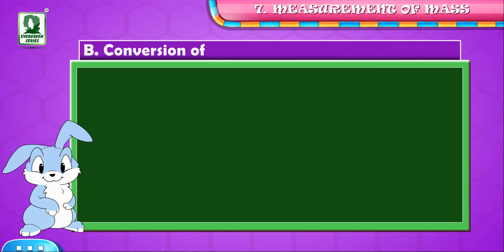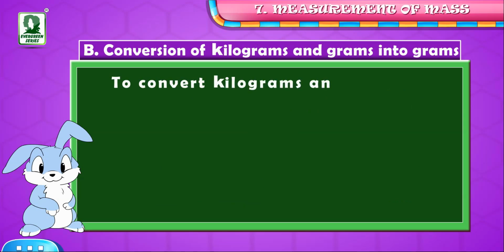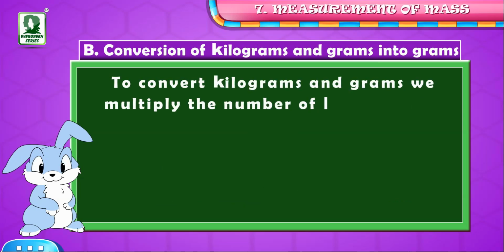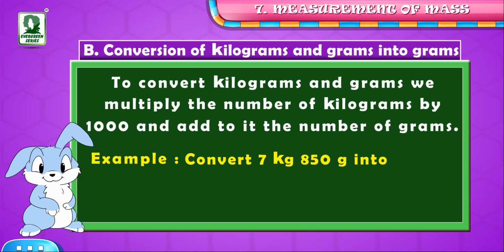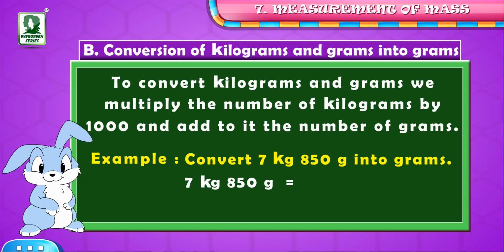B. Conversion of kilograms and grams into grams. To convert kilograms and grams, we multiply the number of kilograms by 1000 and add to it the number of grams. Example, convert 7 kilograms 850 grams into grams. 7 kilograms 850 grams is equal to 7 multiplied by 1000 grams plus 850 grams. Thus, 7 kilograms 850 grams is equal to 7850 grams.